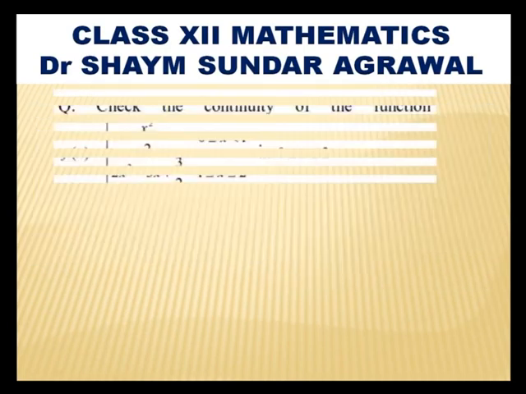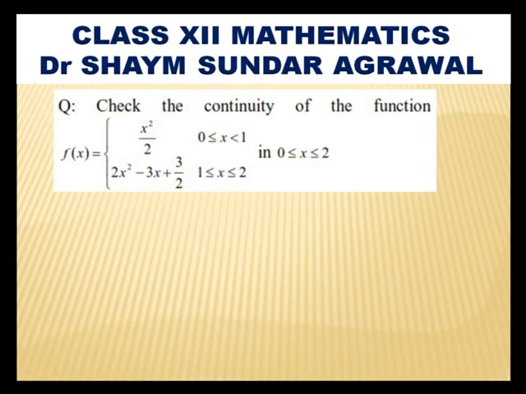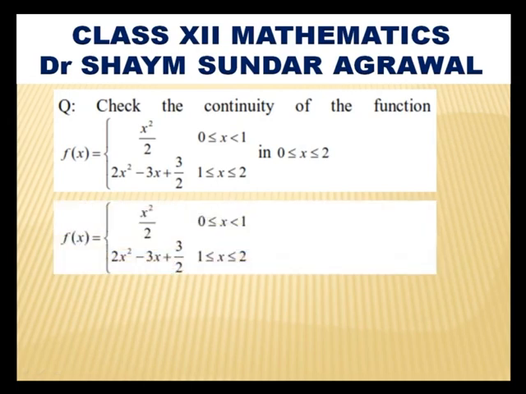Let us check one more question. Check the continuity of the function f(x) = x^2/2 for 0 ≤ x < 1, and 2x^2 - 3x + 3/2 for 1 ≤ x ≤ 2, within the limit x belongs to 0 to 2. That means x lies between 0 and 2.